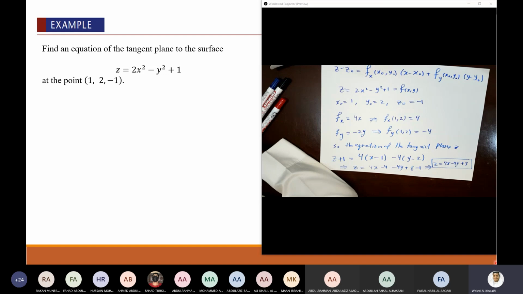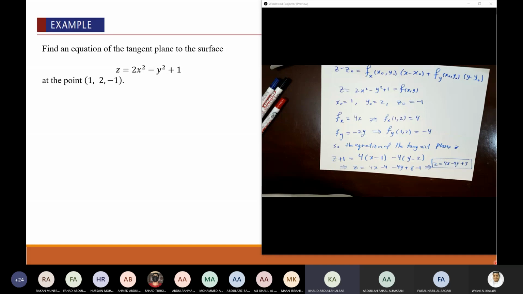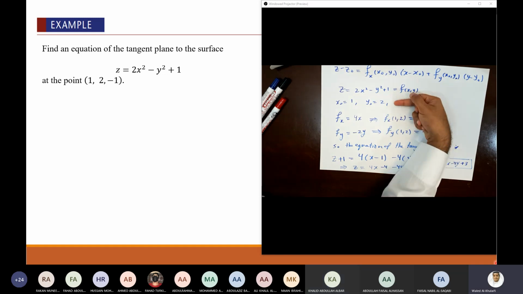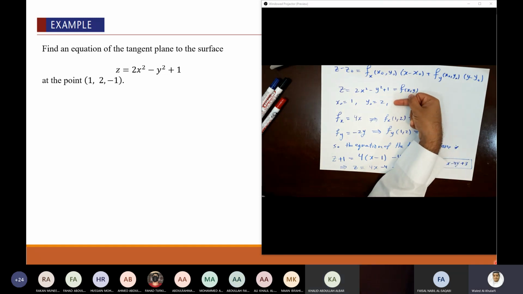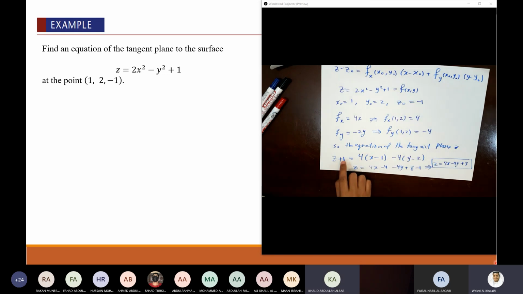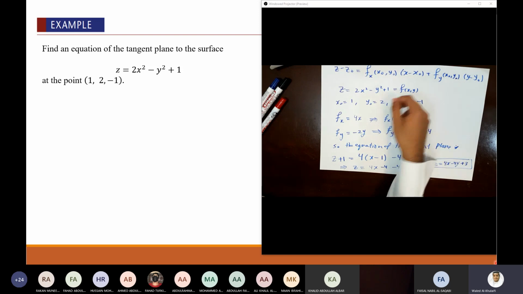Doctor, now the z naught, we said that it's equal to -1. Is it because it's given in the question, or because in the equation -1 we can't move to the other side? If he didn't give you z naught, he told you x and y only, x naught, y naught, can you find z naught? Because you need to substitute it here. Yes, I can. So you substitute 1 and 2, you will get -1.